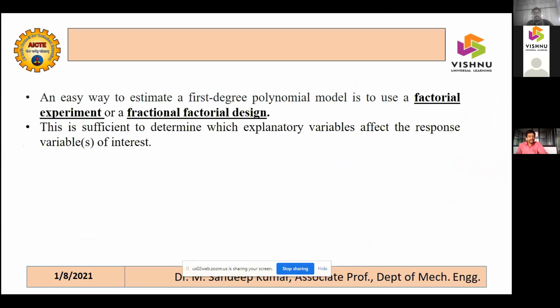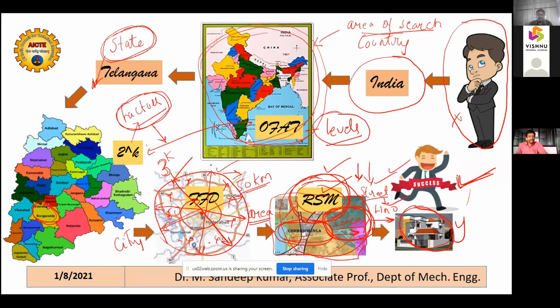An easy way to estimate a first degree polynomial model is to use a full factorial or a fractional factorial experiment. The easiest way is to do a full factorial design. But how many of us actually do it? You don't need a full factorial design. From 2 to the power of k, once you narrow down to the factors and the levels, you can directly go to RSM. Instead of covering the complete area, you can directly narrow it down to RSM.